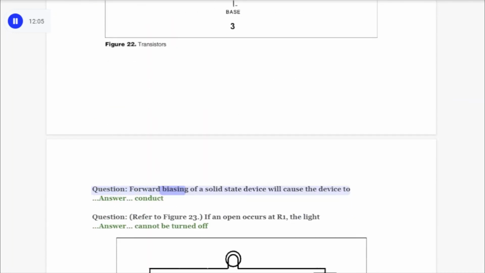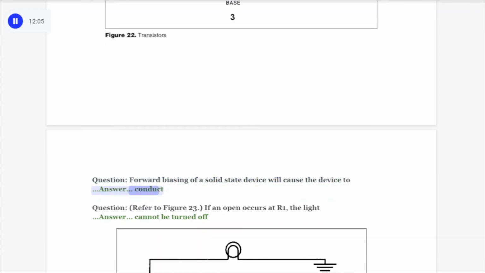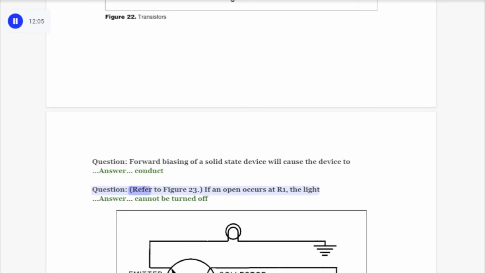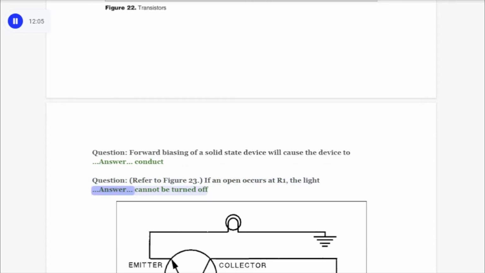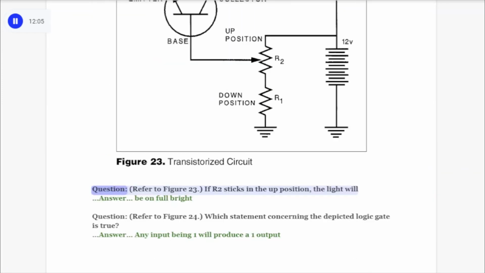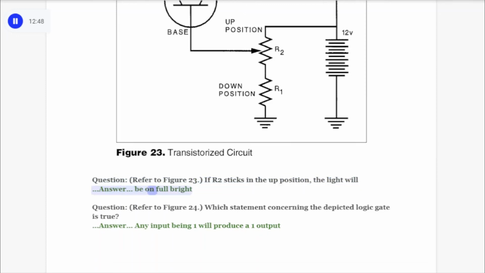Question. Forward biasing of a solid-state device will cause the device to... Answer. Conduct. Question. Refer to Figure 23. If an open occurs at R1, the light... Answer. Cannot be turned off. Question. Refer to Figure 23. If R2 sticks in the up position, the light will... Answer. Be on full bright.